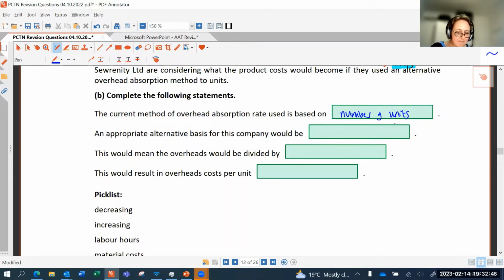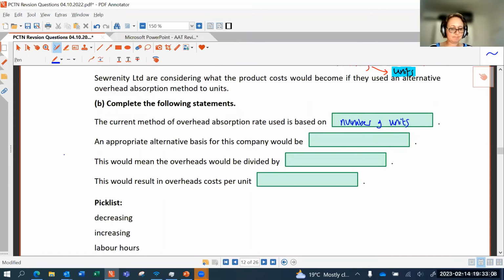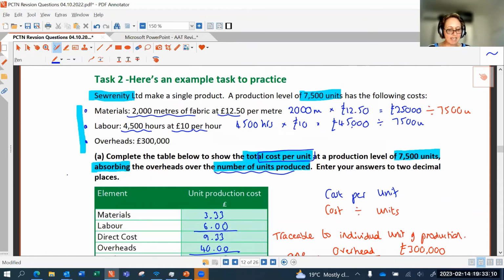Now, next one, a little bit more tricky. An appropriate alternative basis for this company would be, well, there's only 3 options at this level. You can absorb based on units, you can absorb based on labour hours, or you can absorb based on machine hours. Looking at the data in this question, if you're not going to use units, what you might use instead? Yes, Michelle has chosen labour hours. Thank you, Alison. Also choosing labour hours.